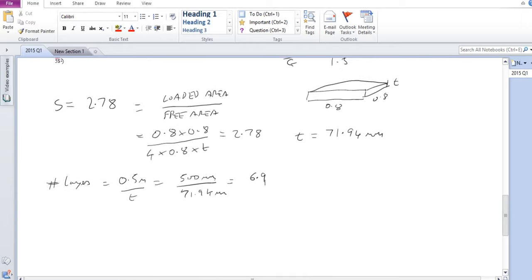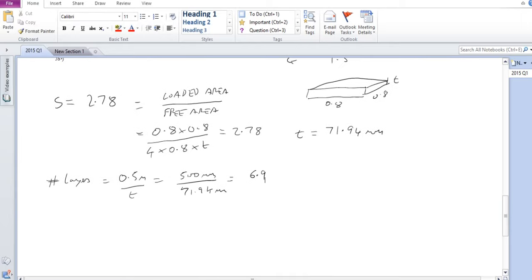Therefore, if we have more layers, we'll have a bigger shape factor with thinner layers, and that'll give us a higher compressive stiffness. So we need to err on the side of caution, so we need 7 layers. And each layer would be 71.43 millimeters thick. So that's the answer that we need to get to.